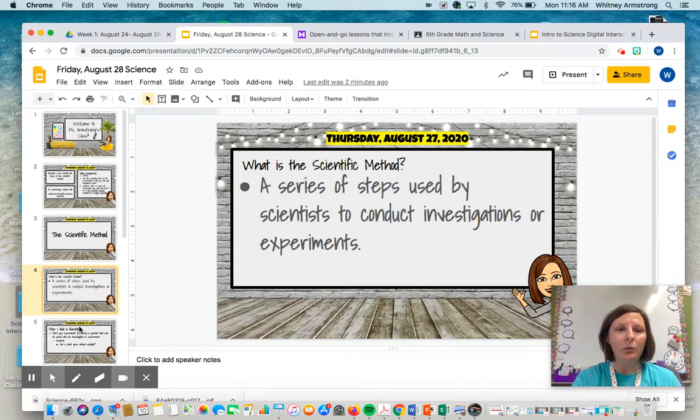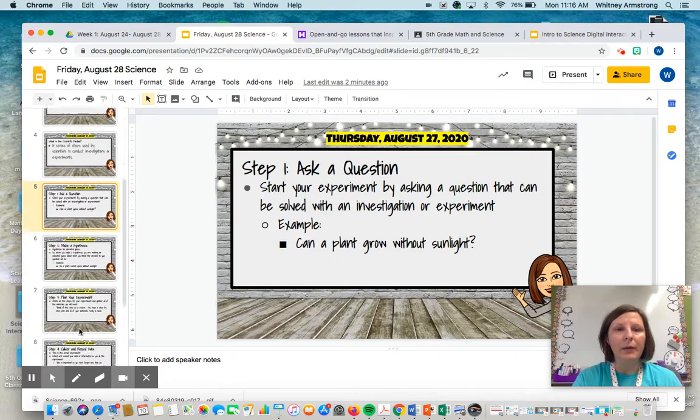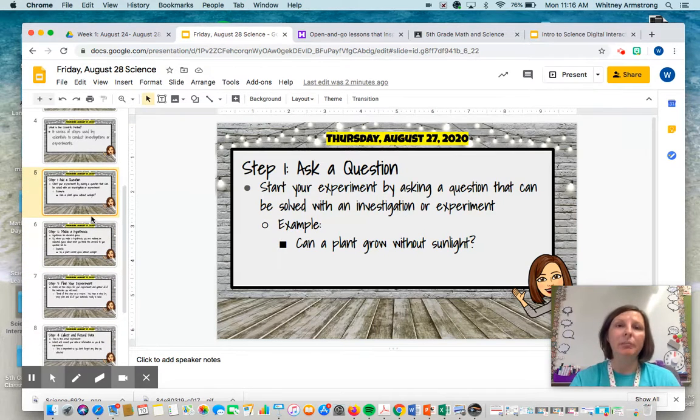Let's start with step number 1. Step number 1 is simply to ask a question. That means you're going to start off your experiment by asking a question that can be solved with an experiment or an investigation. So let's say that we are going to do an experiment where we're growing our own plants. Okay. Your question may be, can a plant grow without sunlight?